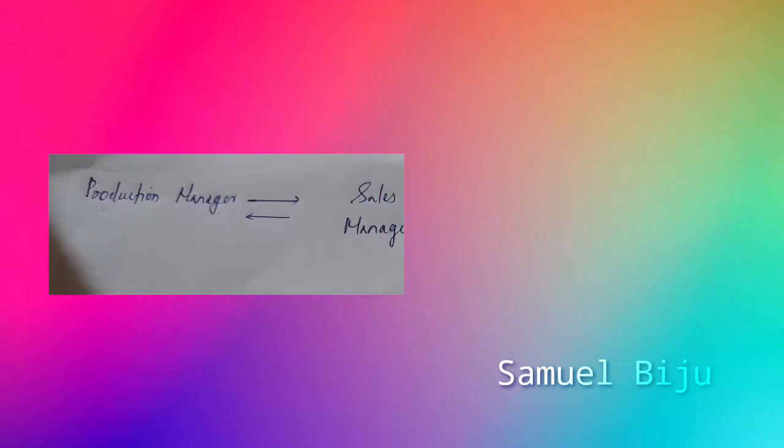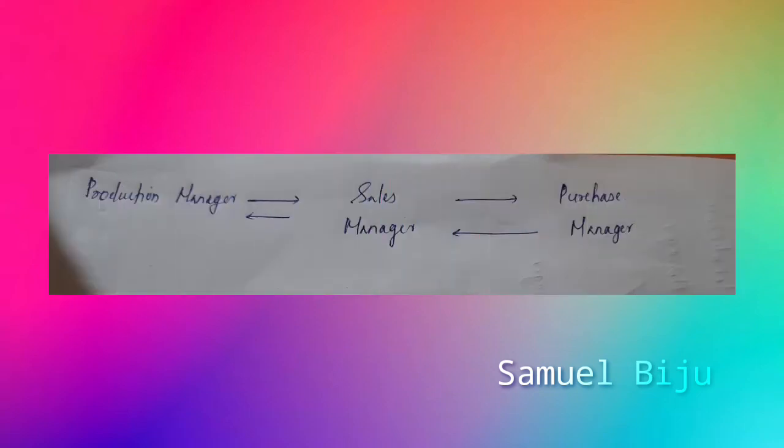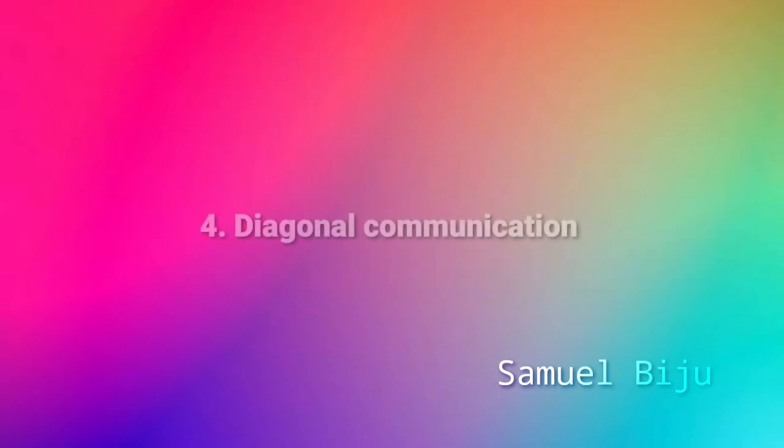So now you guys can see how horizontal communication flows in an organization. The production manager communicates with the sales manager, and the sales manager communicates with the purchase manager, and it goes vice versa. Now let's talk about the fourth and last, diagonal communication.